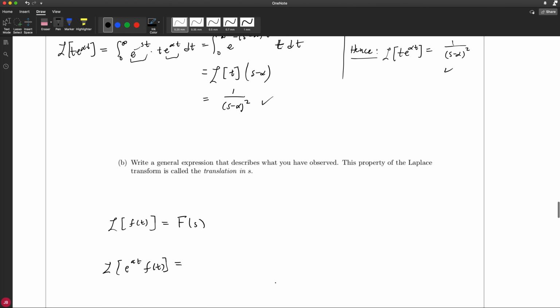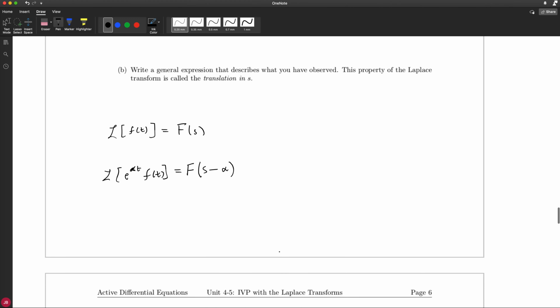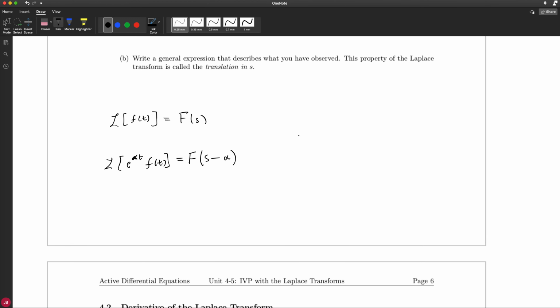Then if you multiply that function by e to the alpha t, my bad, and then do the Laplace transform of that, what you get is the same Laplace transform, only you shift it by alpha, right? Okay, so this is what's known as the translation property. So that's the translation property of the Laplace transform.